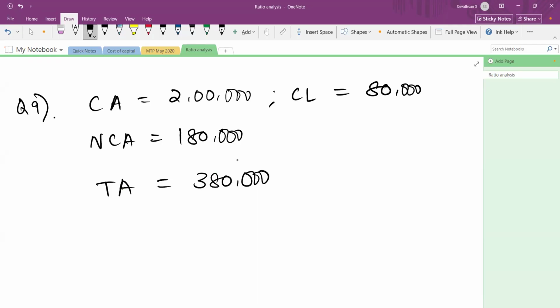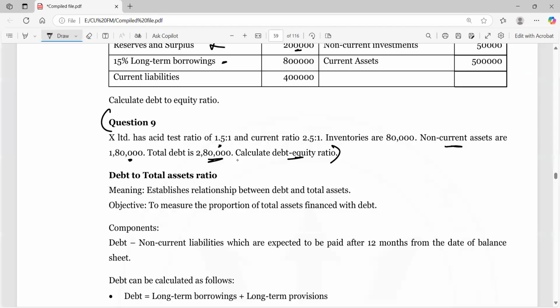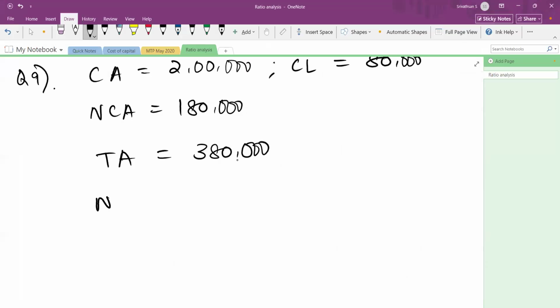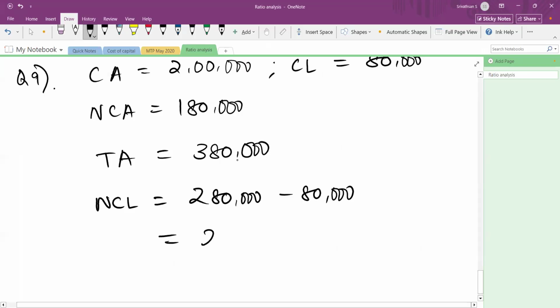80,000. So now listen, in this question, total debt is given 2,80,000, which includes your current liability as well as non-current liabilities, right? So for calculating debt to equity ratio, we need current liability or non-current liability or both? We need only non-current liability, right? So non-current liability is equal to total debt of 2,80,000 minus current liability of 80,000. What is the non-current liability? 2 lakh. Till this point, is it clear to everyone? Any doubt in this? Did you all understand?